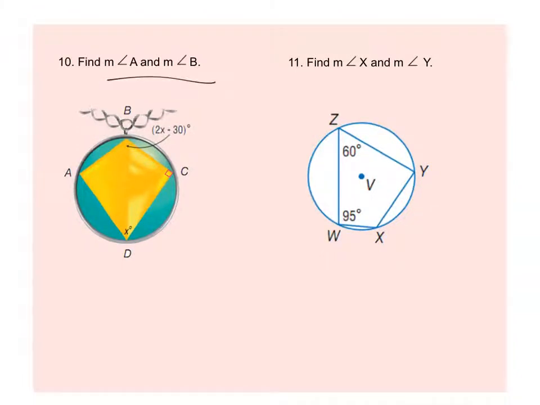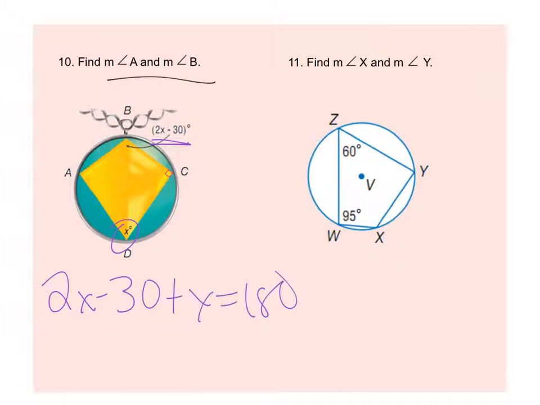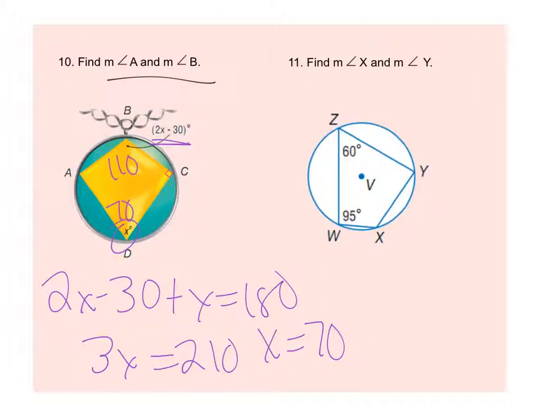So taking a look here, this is going to be 2x minus 30. This is going to be x. So between the two of them, that's going to be 3x equals 210. So x is going to equal 70. So if this is 70, 140 minus 30, that's going to be 110. That's 90. This is 90. So A is going to be 90. B is going to be 110. But all I did was figure out that opposite angles have to add up to 180.